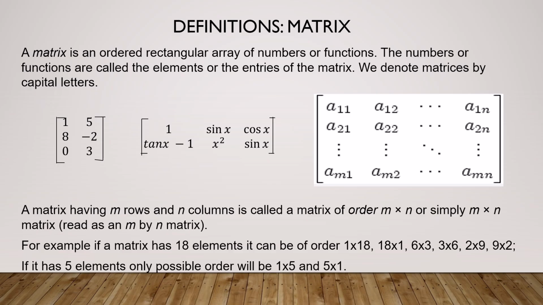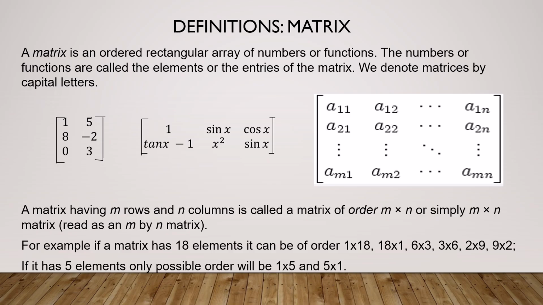A matrix having m rows and n columns is called a matrix of order m cross n, or simply m cross n. For example, if a matrix has 18 elements, then what are the possible orders for it? It can be 1 cross 18, means 1 row 18 columns; 18 by 1, that means 18 rows 1 column; 6 cross 3 means 6 rows 3 columns; 3 cross 6, 3 rows 6 columns; 2 rows 9 columns, 9 rows 2 columns. These are the possible orders for a matrix having 18 elements.